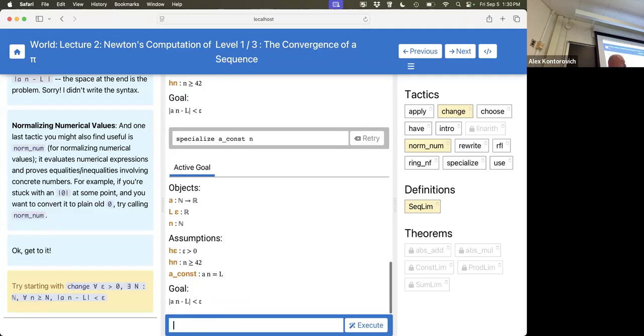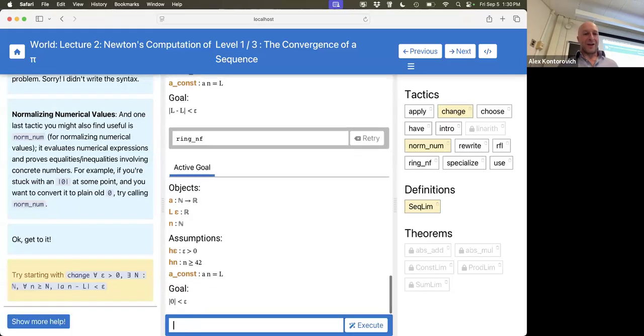Now let's rewrite that fact. Rewrite a const. And now we have that L minus L is less than epsilon. That's what we're trying to prove. How can we simplify L minus L? Ring natural form, ring NF. Okay, and now, is it exactly H epsilon?